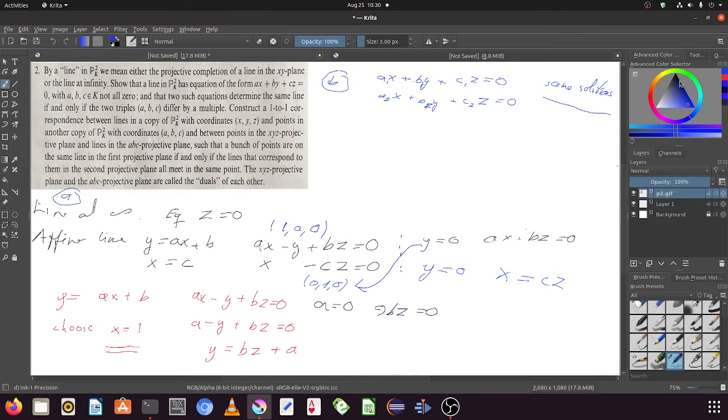let's go black. Then we get (A1C2 minus A2C1) x plus (B1C2 minus B2C1) y equals 0. They have the same solutions.